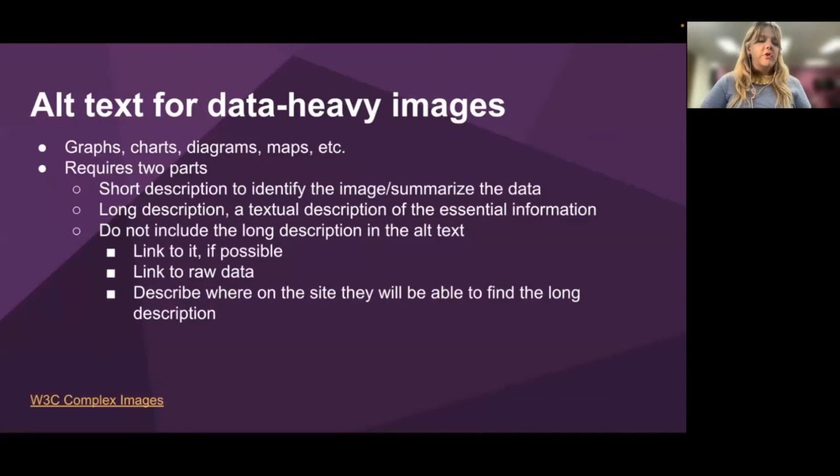So the short description is going to serve as the alt text. You'll also include in that alt text a description of where you'll find the longer description, where all of the data is going to just be written out. Or if possible, go ahead and link to that longer description. You can also link to the raw data just so that they have access to that.